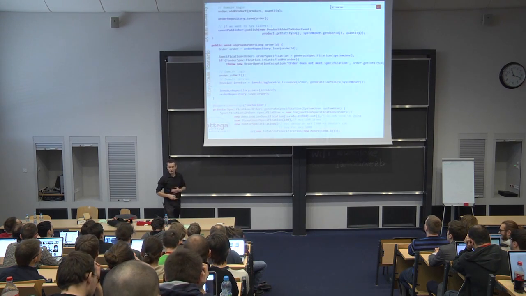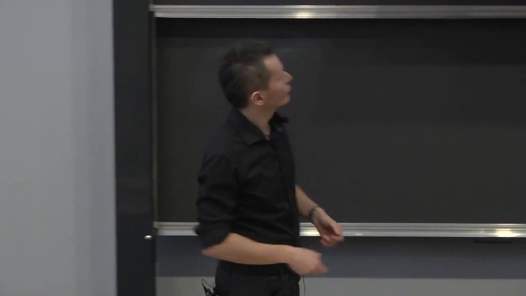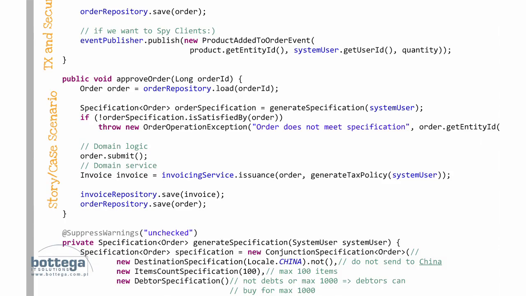More interesting scenario, we approve order. Which order? So we load aggregate. Specification is another building block. I won't discuss it right now. So we check if order meets specification when we submit this order. And as you remember, this method checks inner invariants. Maybe order cannot be submitted, exception. Then we use our invoicing procedure to create invoice. And application, look at this sample.